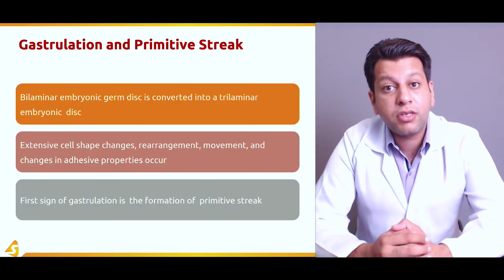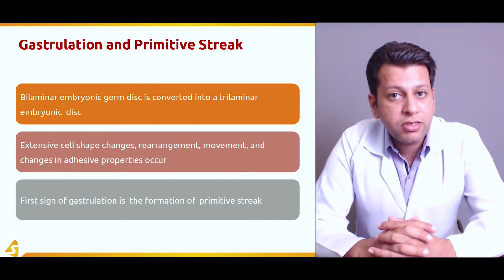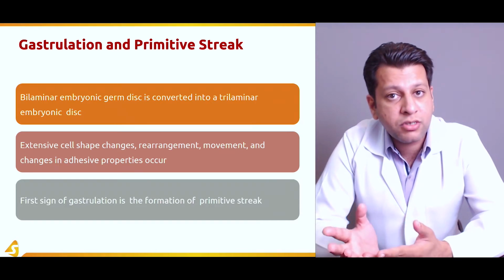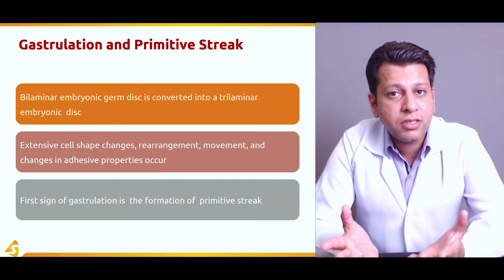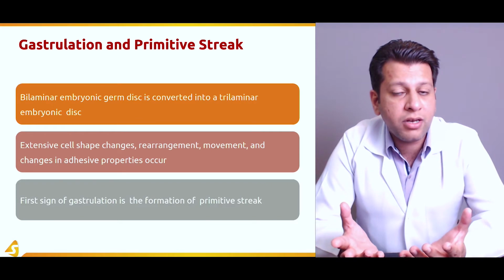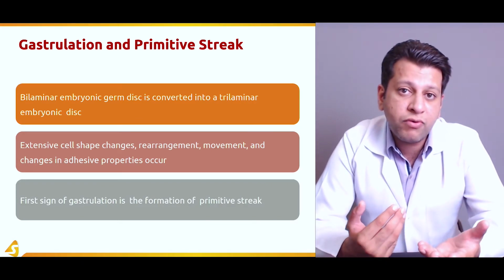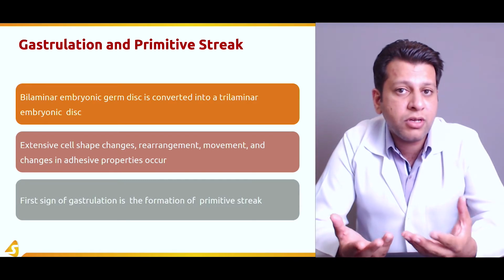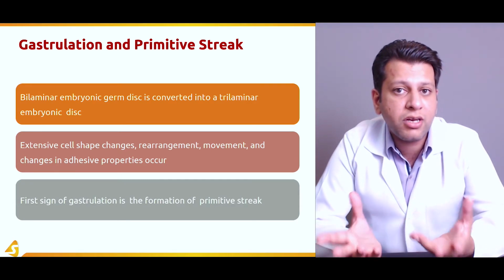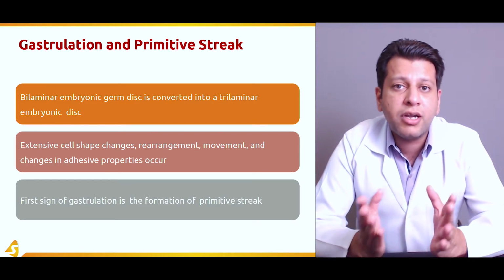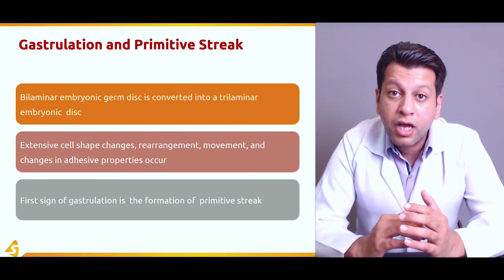Now, coming to gastrulation. So what is gastrulation? Gastrulation is the formation of the trilaminar germ disc from the bilaminar germ disc. We discussed previously that there were two main layers, the inner cell mass and trophoblast. It was called the week of twos because it divided the trophoblast into two layers, syncytiotrophoblast and cytotrophoblast, while the inner cell mass, which will form the embryo proper, divided into epiblast and hypoblast.